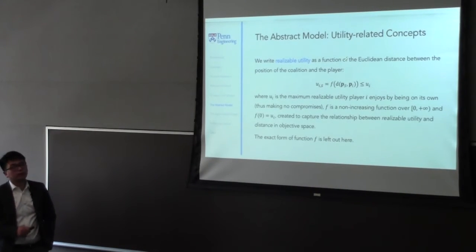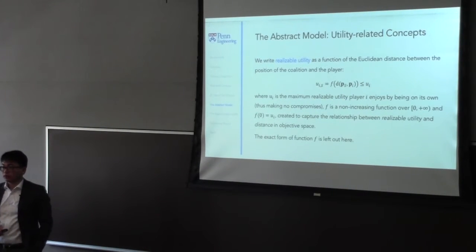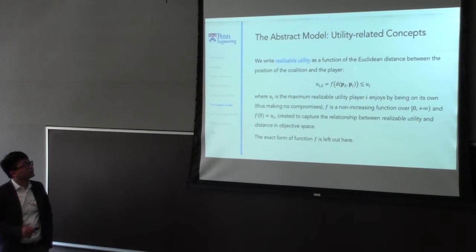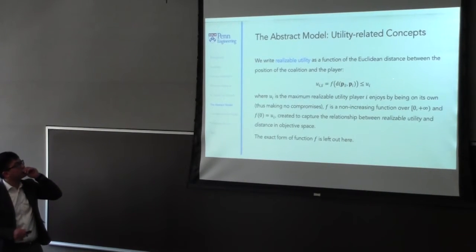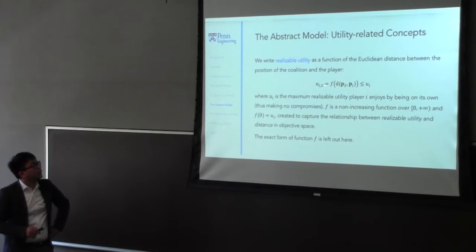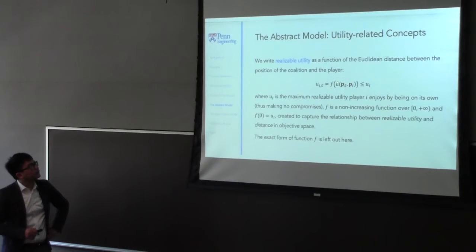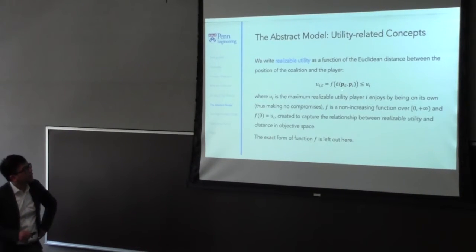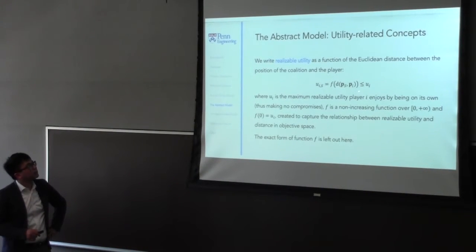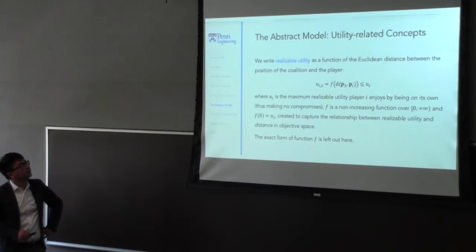So we write realizable utility, which means the payoff you're expecting to receive if the coalition is going to be the winning one. That's purely dependent upon the Euclidean distance between the position of the coalition and the position of yourself. So U_iS, which is player i's view of the utility of coalition S, is a function of the distance between the position of the coalition and the position of itself. And this should be no greater than U_i itself. It's strictly decreasing. And U_i is the maximum realizable utility a player can enjoy.